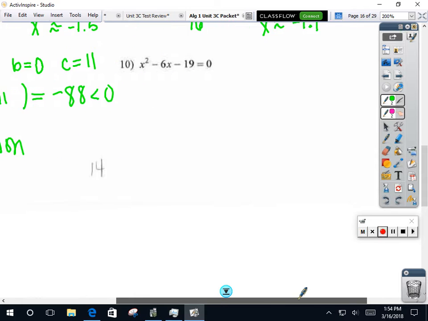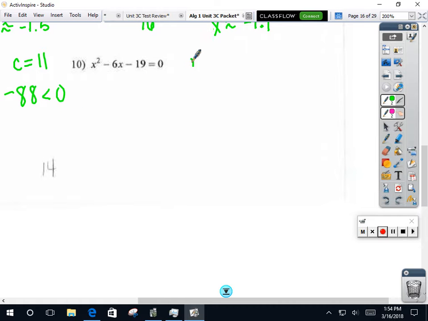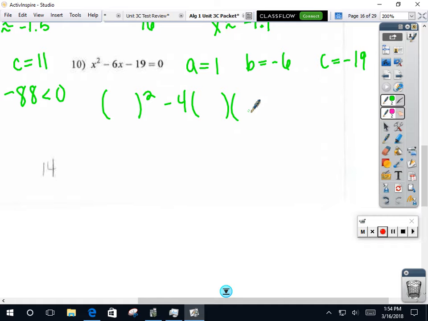All right, number 10. What is the A? What is the B? And what is the C? So we'll do b squared minus 4ac. In the b place we put a negative 6, in the a place a 1, in the c place a negative 19. And that becomes what? 112. And since that's a positive number, greater than 0, we're going to have how many solutions? Okay, so what do I write?